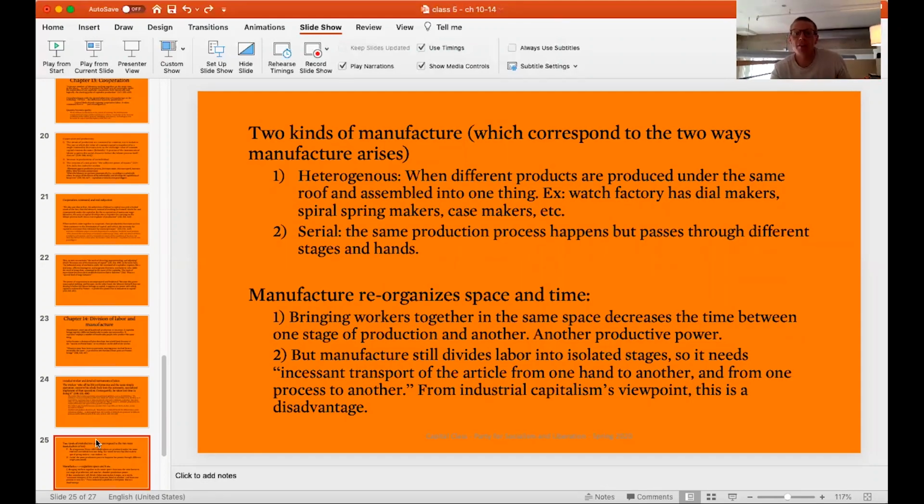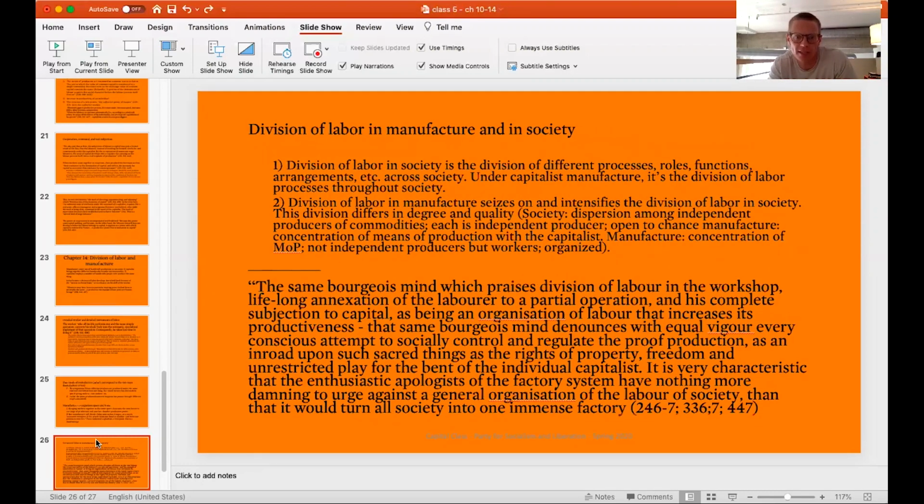And manufacture reorganizes space and time. It brings workers together in the same space, decreases the time between one stage of production and another, which is another productive power. But manufacture still divides labor into isolated stages, so it needs to transport one article from one process to another, and this is a disadvantage. In the same way, the fact that the worker's skill is still important is a disadvantage because it inhibits capital's total control over the production process.